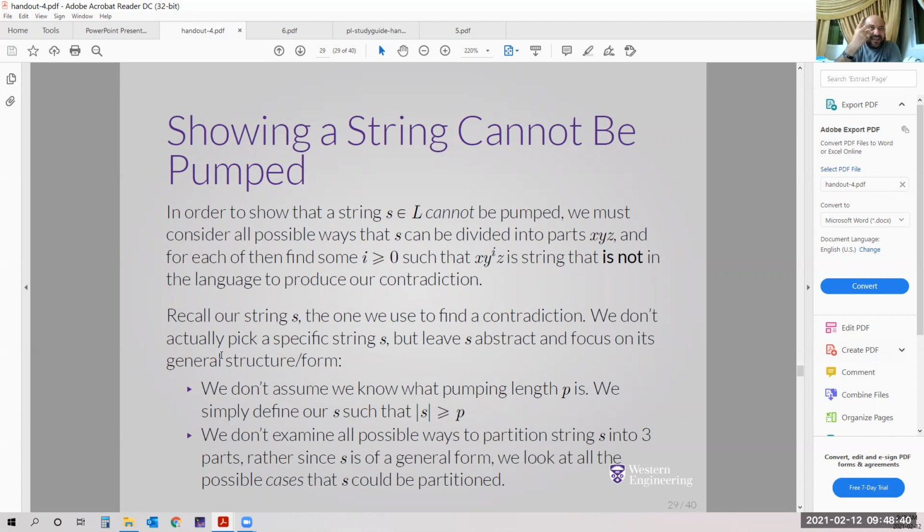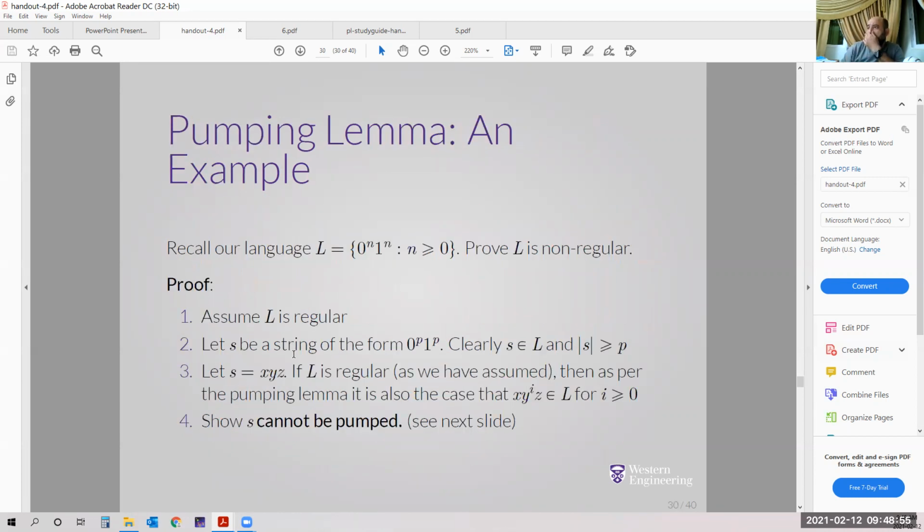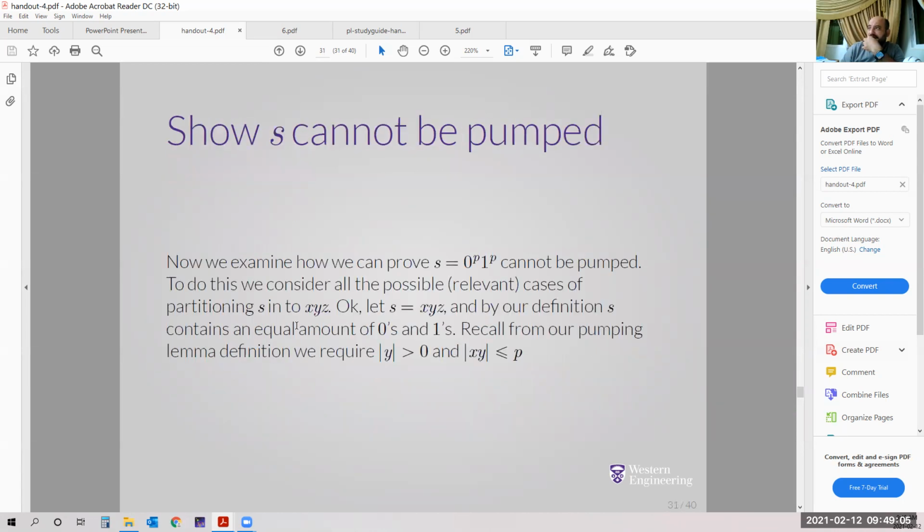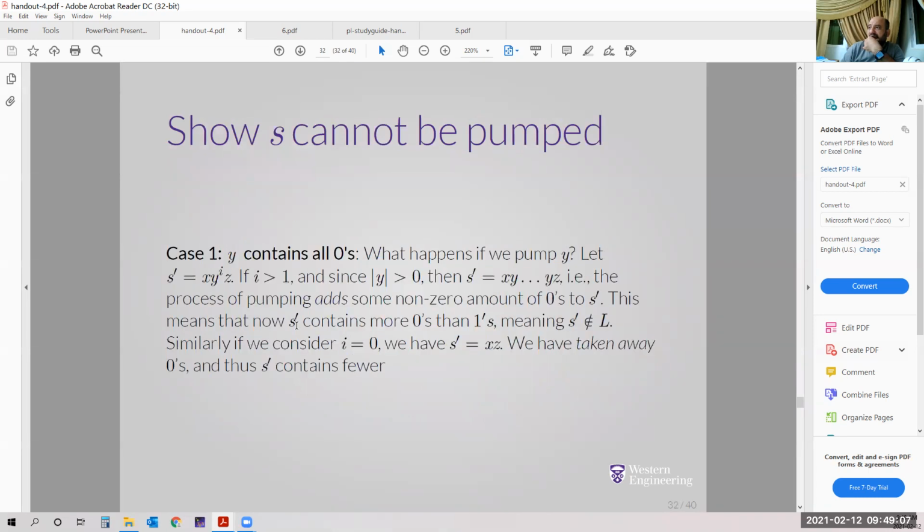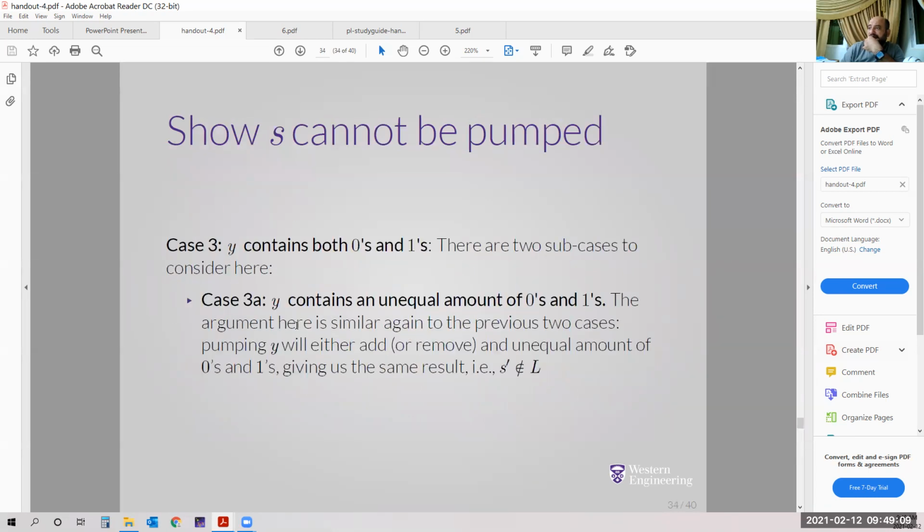Sometimes think about the value of i before you choose i. But if not, you can try 0, 1, 2, or 3. Then you will arrive at a certain path that shows it's not regular. We will see an example now. This example is the same as the one I will solve now in the class notes, so you can read it here.